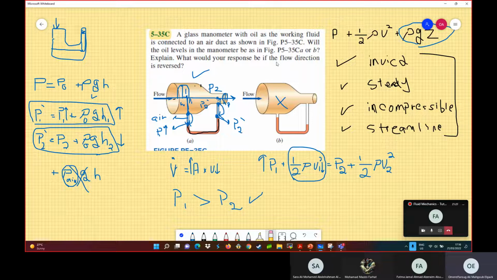And if you reverse the direction of the flow, nothing will happen. Also the same conclusion, because it doesn't matter, because if the fluid is going from the second end to this end, the area is still the same here. The pressure will be the same here and here. Nothing will change if you reverse the direction of the flow. Okay?